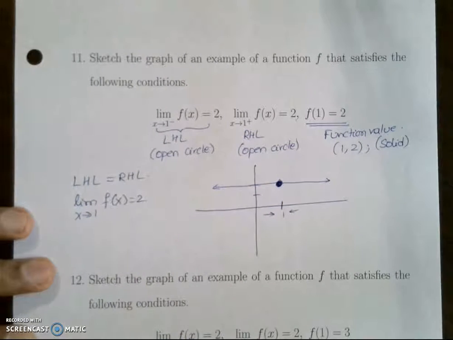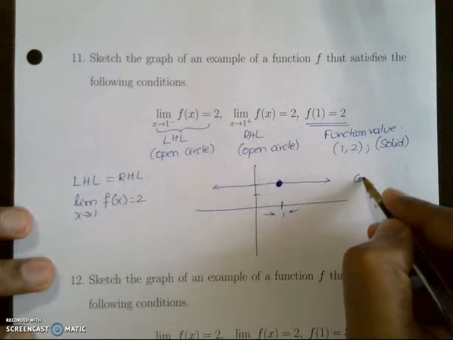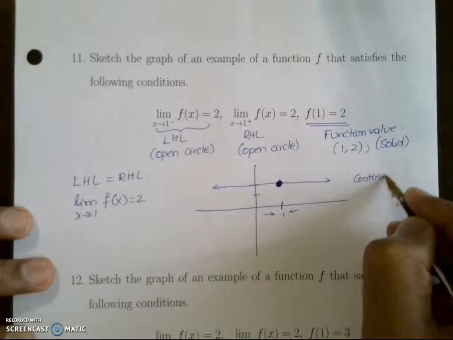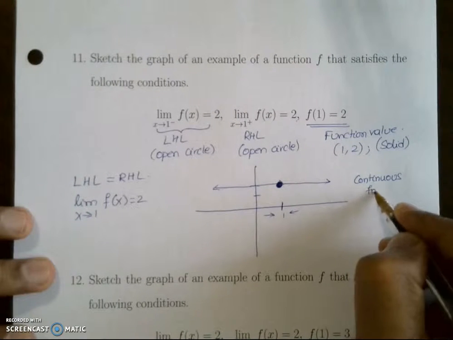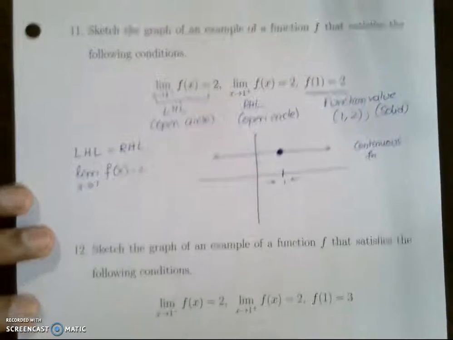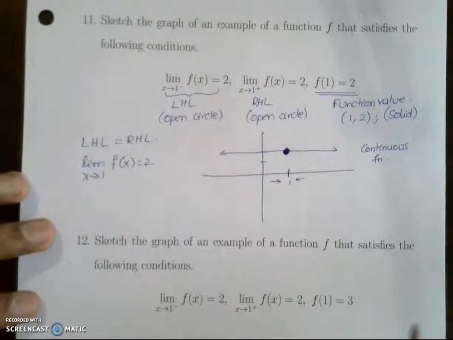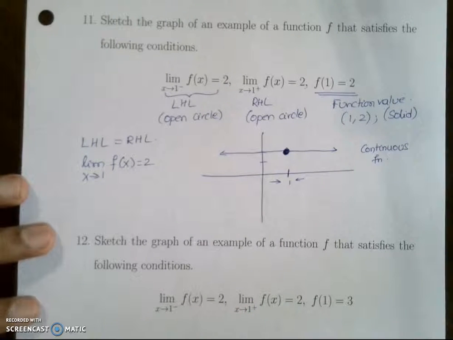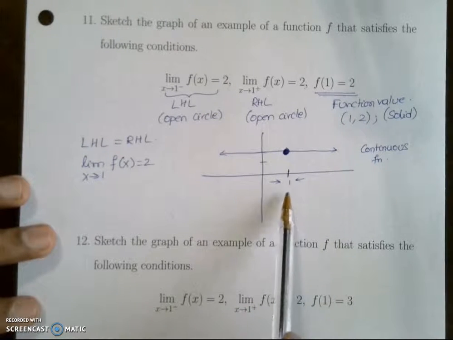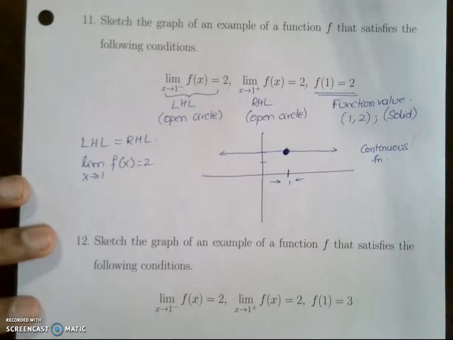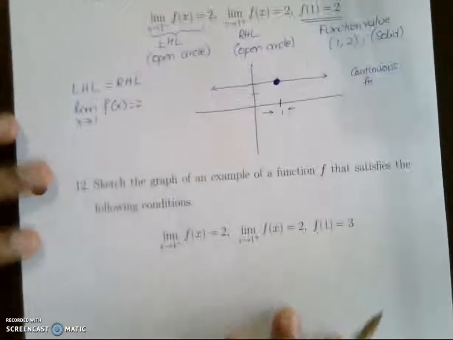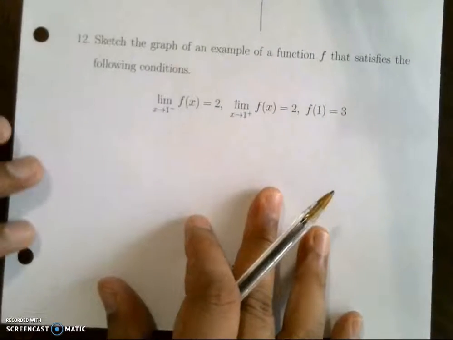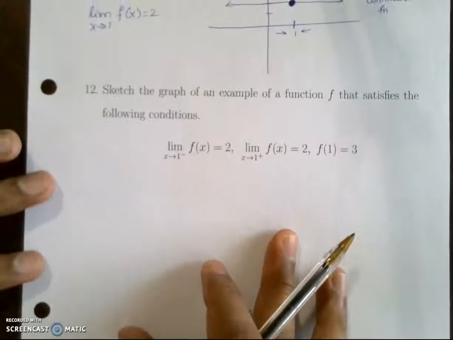This is an example of a continuous function, and we will talk about this in future videos. That's pretty much about it. So this is one of the possible graphs satisfying these conditions given here. Now let's go ahead and graph one more example.